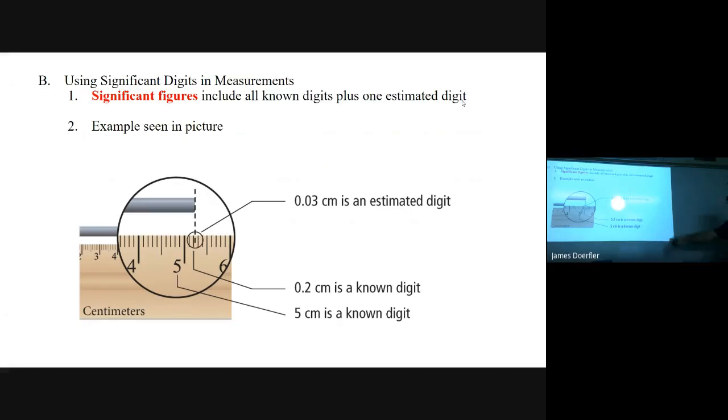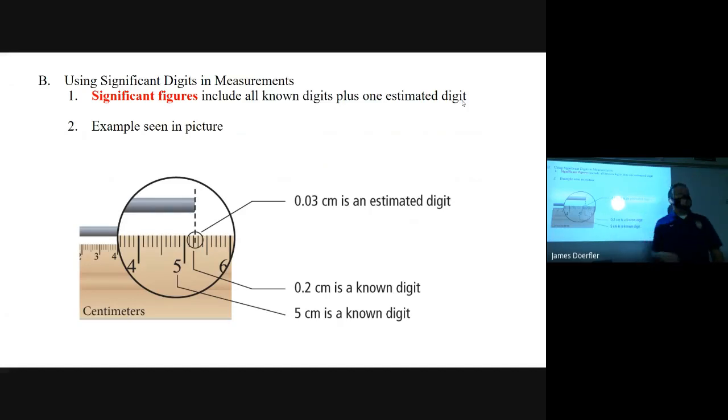We also know that 2/10 of a centimeter is present because it still goes just a hair past the 2/10. So we know up to this point that the length of that purple line is 5.2 centimeters. But again, Sig Figs always include all known digits plus an estimated.